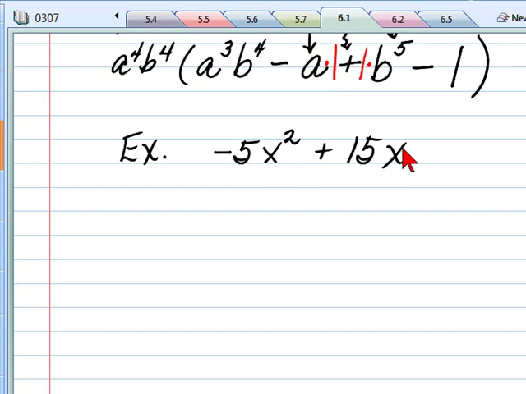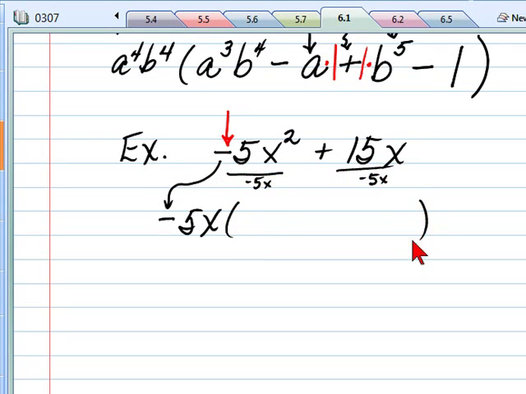Here is something that is not necessarily intuitive. I mean, you might not just realize this. If the first term is a negative term, always factor out a negative common factor. So not only will I factor out a 5x, but I will factor out a negative 5x because the leading term was negative. If I divide each of these by negative 5x, it will change their signs. So negative 5x squared divided by negative 5x, negative divided by negative is positive, and I'll get x. What happens to the last term? Positive divided by negative is a negative 3.